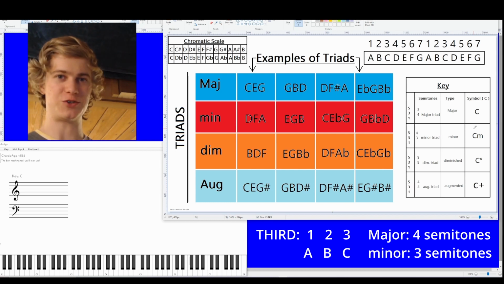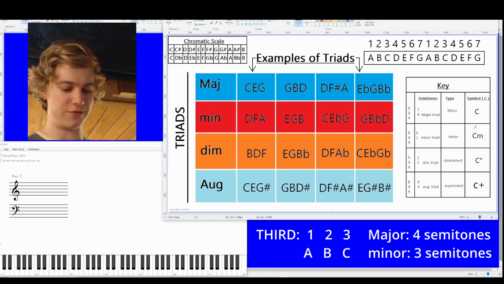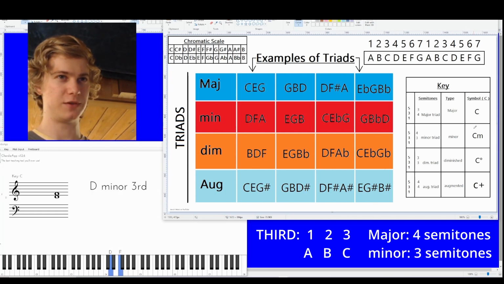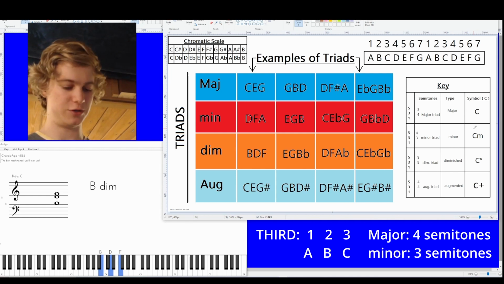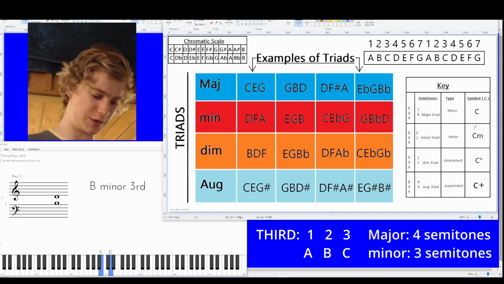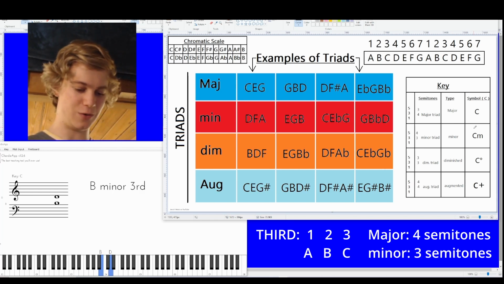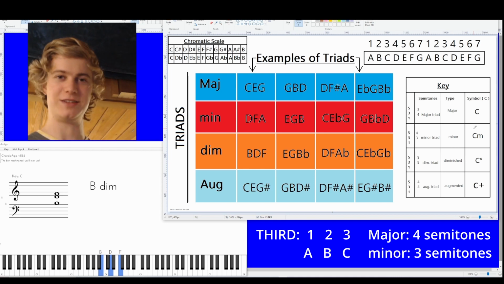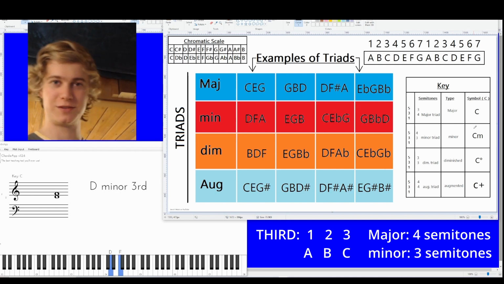Okay, next I have a diminished triad. A diminished triad is interesting because I have a minor third and then another minor third on top of that. So it's just two minor thirds, and that makes a diminished triad. So quickly to count those semitones, 1, 2, 3 from B to D, 1, 2, 3 from D to F. So 3 semitones and 3 semitones.